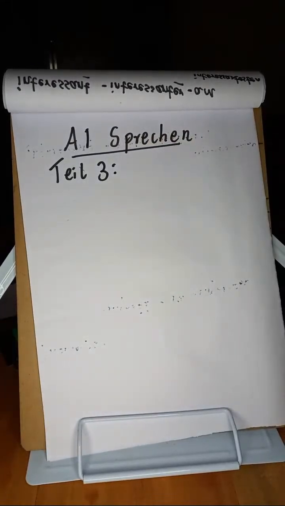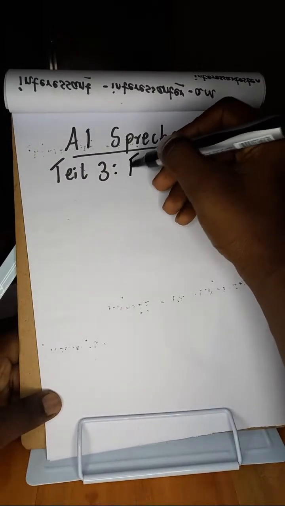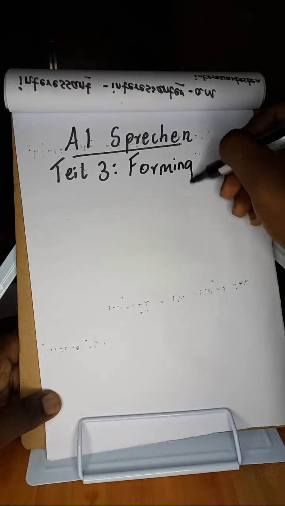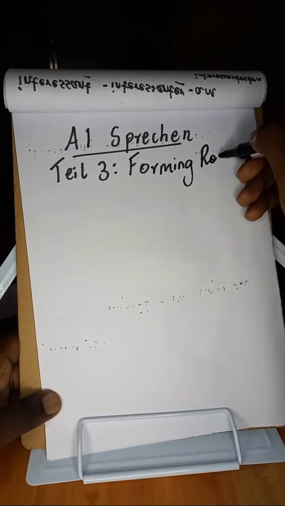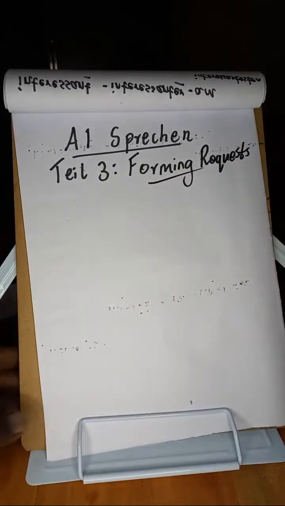All right? Now, first and foremost, remember this paper is called the A1. You could either call it Start Deutsch 1. Remember, this is the Teil 3, and Teil 3 is normally about forming requests. So, what happens in this part number 3?